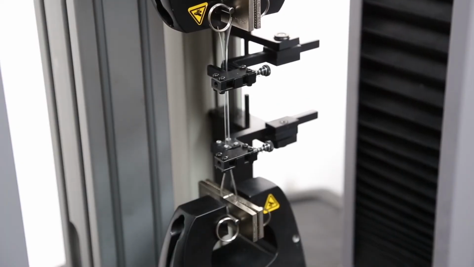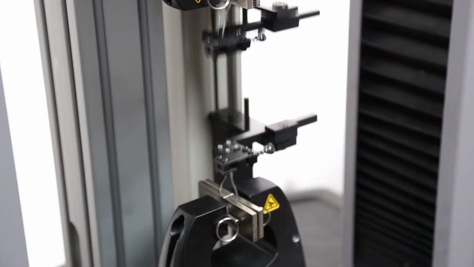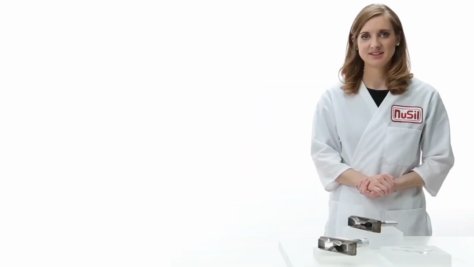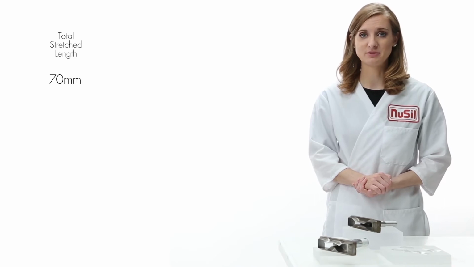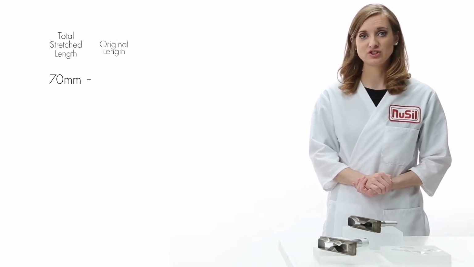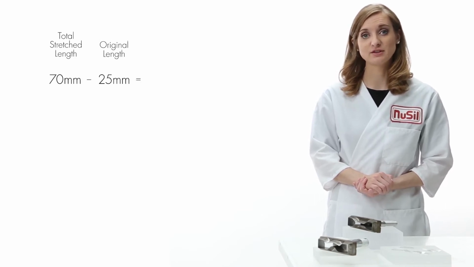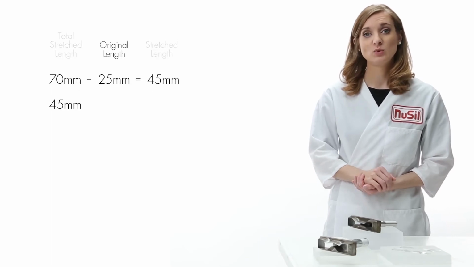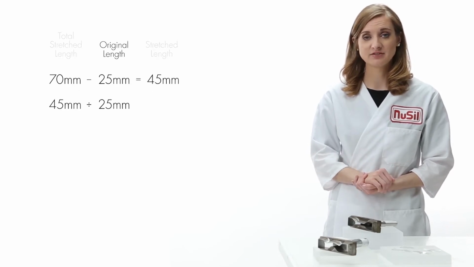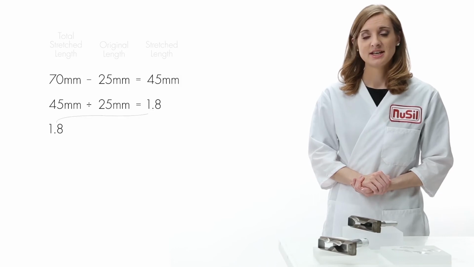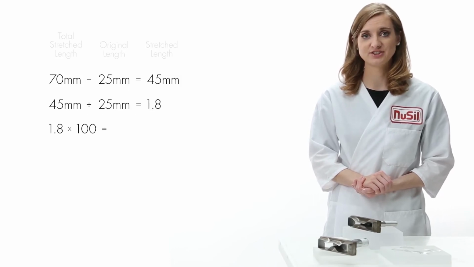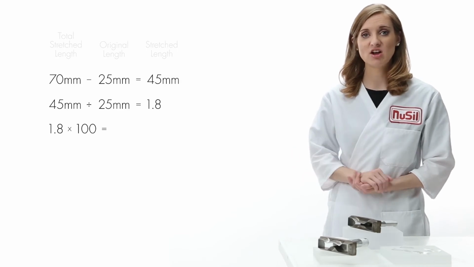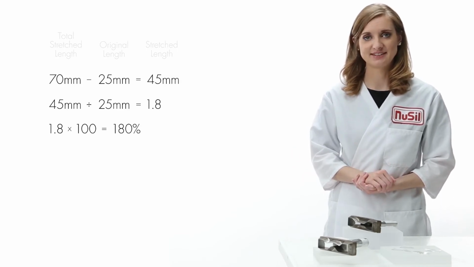The length of the sample when it breaks is the elongation, and we report that as a percentage of its original size. To calculate that, we take the stretched length of 70 millimeters and subtract its original size of 25 to give us 45 millimeters. We divide that by 25 to give us 1.8. Then we multiply by 100 to report in units of percentage. This material has an elongation of 180%.